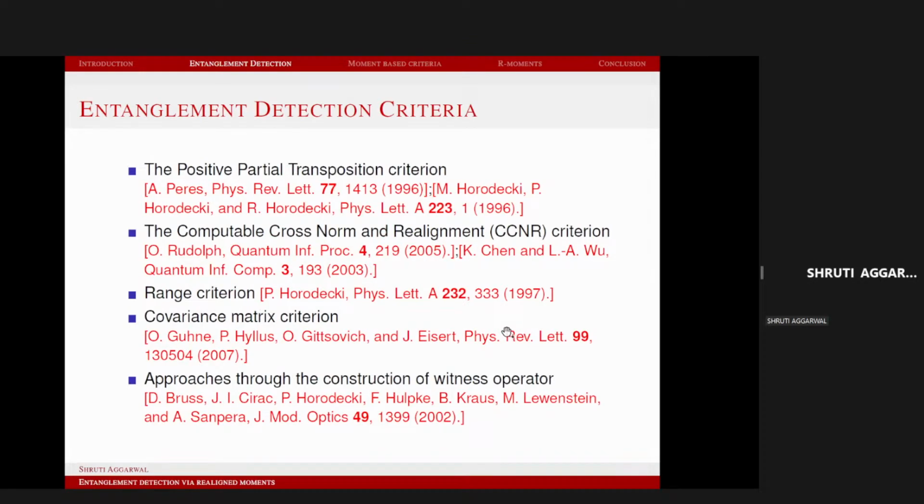The entanglement detection problem is one of the most important problems in quantum information theory, and this gives a strong motivation to classify and detect entangled states. A criterion to decide whether a given state is entangled or not is of high importance, and there are numerous criteria available in the literature to detect entanglement. Some of the criteria are given here: the positive partial transposition criterion, CCNR criterion, range criterion, covariance matrix criterion, and also some approaches through the construction of witness operators.